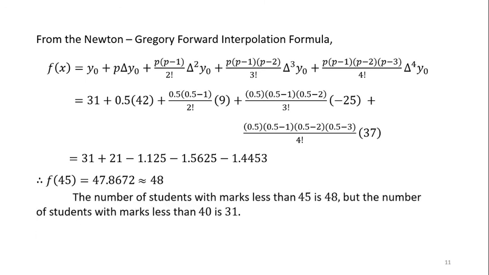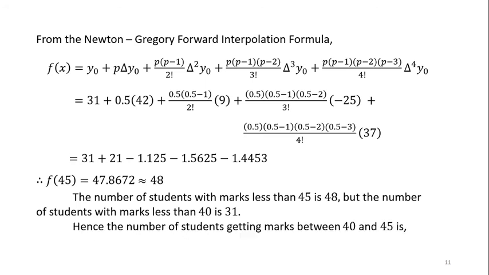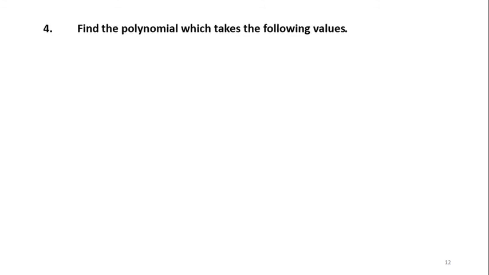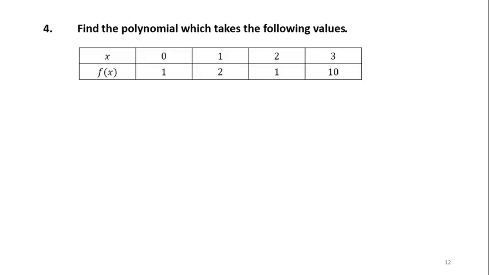That is, the number of students who scored marks less than 45 is 48, and we know that the number of students who scored marks less than 40 is 31. So the number of students who scored marks between 40 and 45 is 48 minus 31, that is 17. Now next problem. Find the polynomial which takes the following values. Values of x are 0, 1, 2, 3 and values of f of x are 1, 2, 1, 10 respectively.